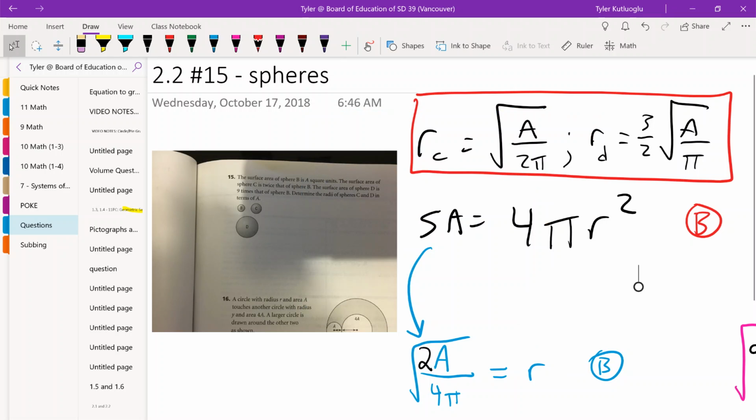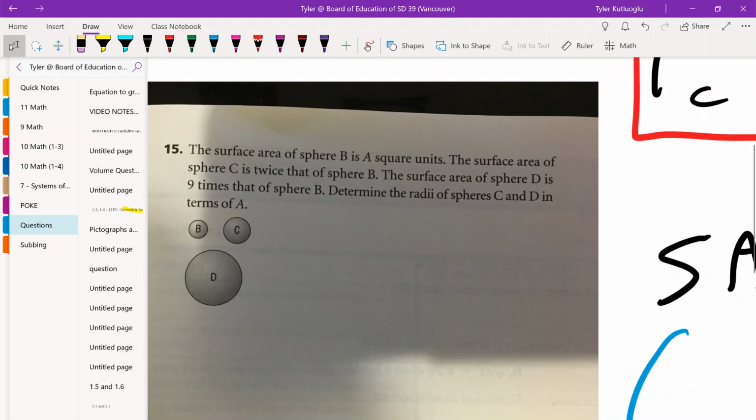All right, let's do question 15 for 2.2. It's about these spheres. The question says the surface area for sphere B is A units. Whatever that B is, the total surface area is called A. If it's 5, it's 100, whatever.